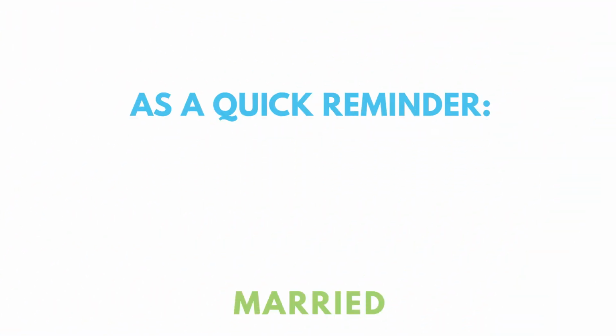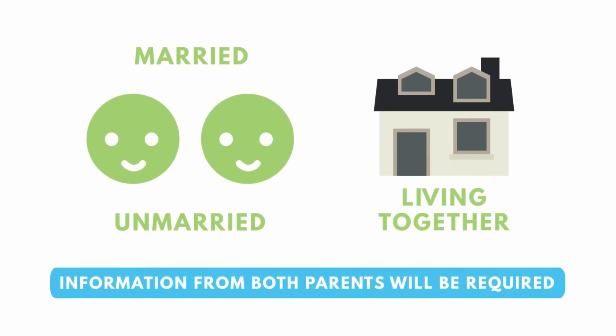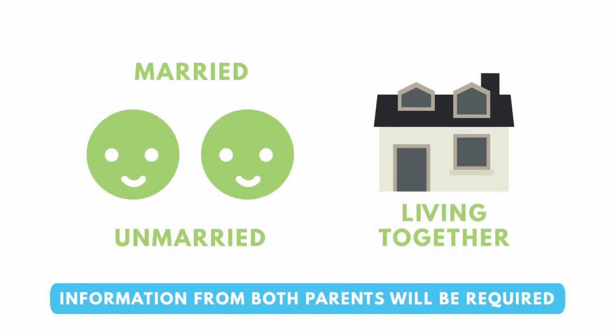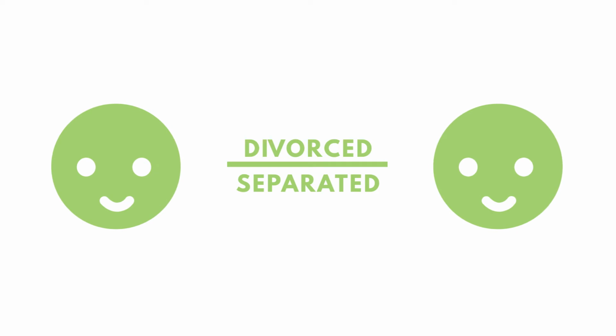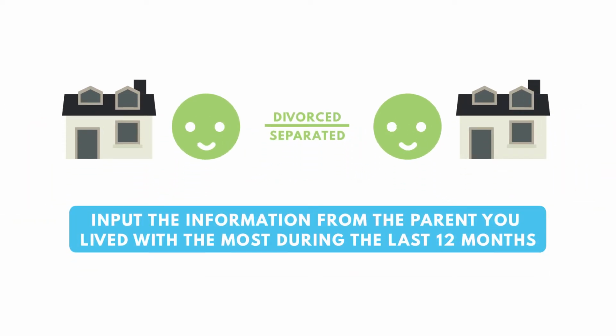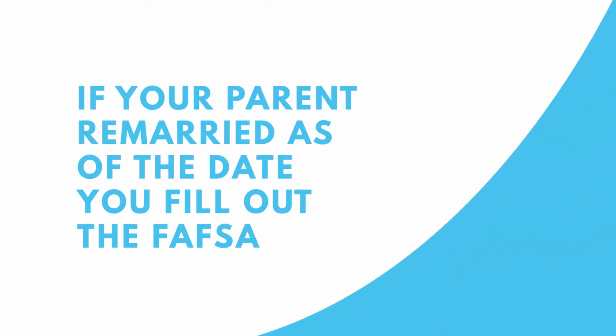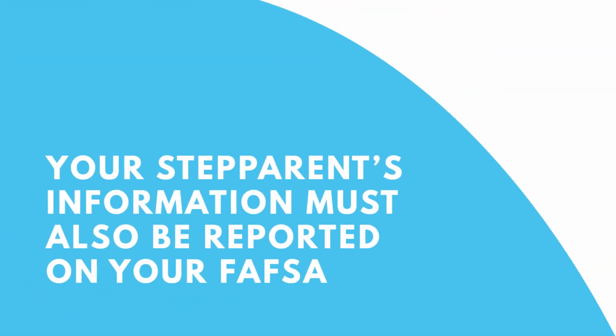As a quick reminder, if your parents are married or unmarried but living together, information from both parents will be required. If your parents are divorced or separated and live separately, input the information from the parent you lived with the most during the last 12 months. Other scenarios include, if your parent remarried as of the date you fill out the FAFSA, your step-parents' information must also be reported on your FAFSA.